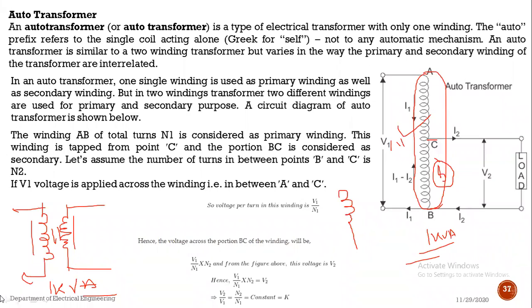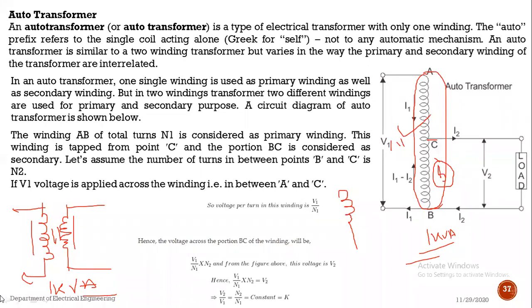Okay, so while constructing this transformer, how much amount of copper will be saved in case of an auto transformer? So we are deriving that equation, that is saving of copper in case of auto transformer. ऑटो ट्रान्सफॉर्मर मध्ये किती कॉपर सेव्ह होते त्याचं एक डेरिवेशन आहे छोटसं. So we will derive that derivation. Before deriving that derivation we will discuss that one.